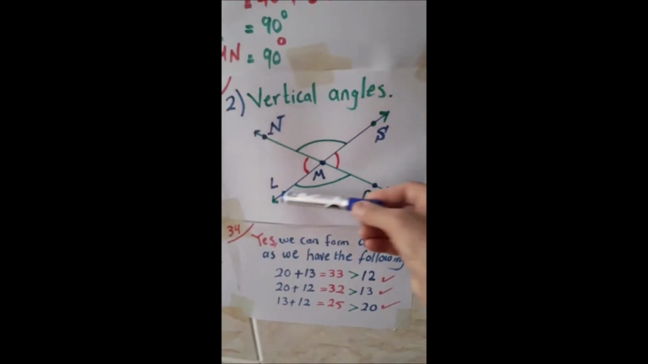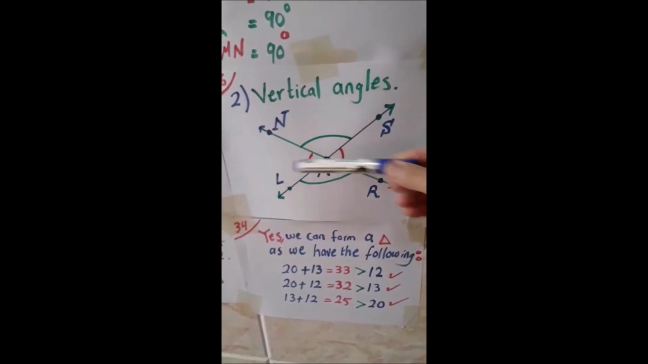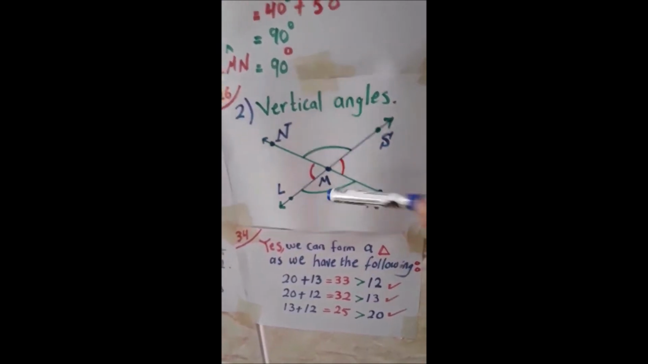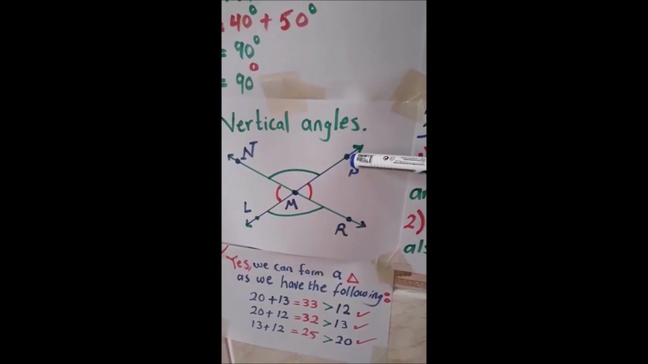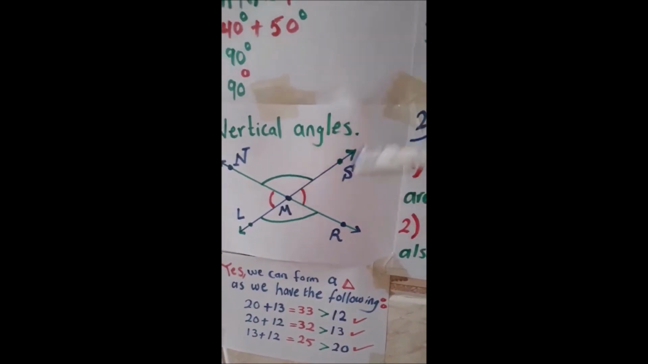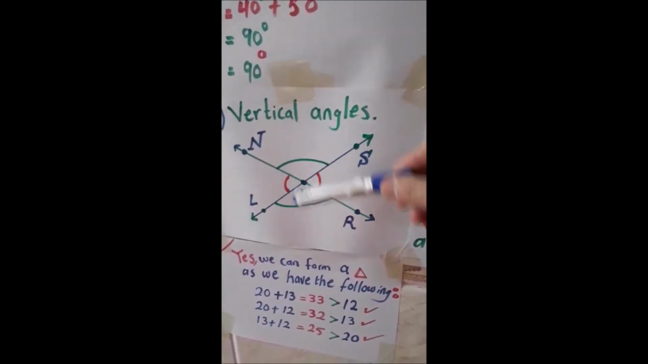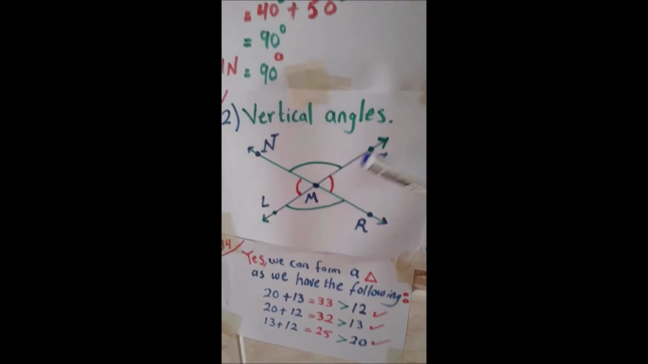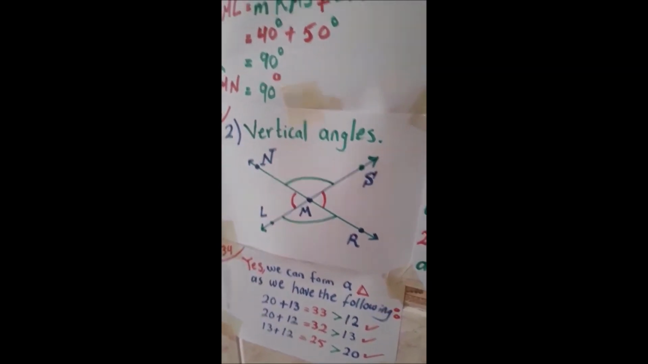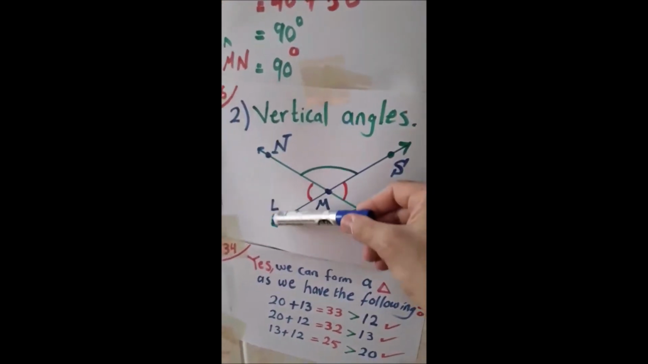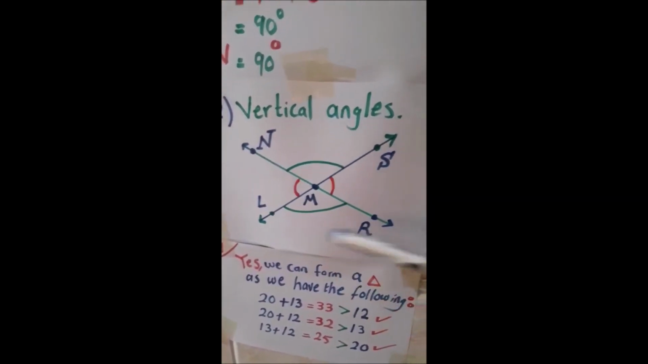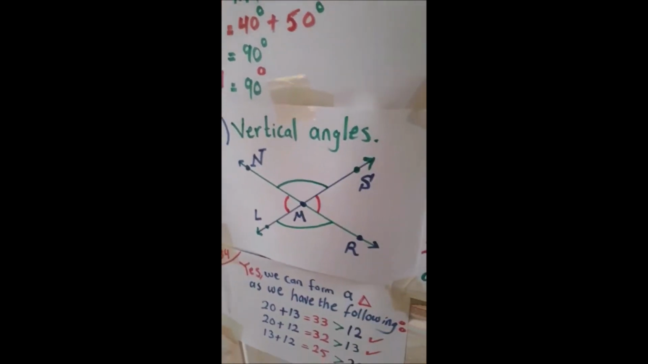NML, again, this one, the small one with the big one, they will form adjacent supplementary angles. So we have RMS, the acute with the obtuse, together they will form adjacent supplementary angles. And the other pair is NML, the acute with the obtuse, LMR, again, they are adjacent supplementary angles. Their sum equals 180.